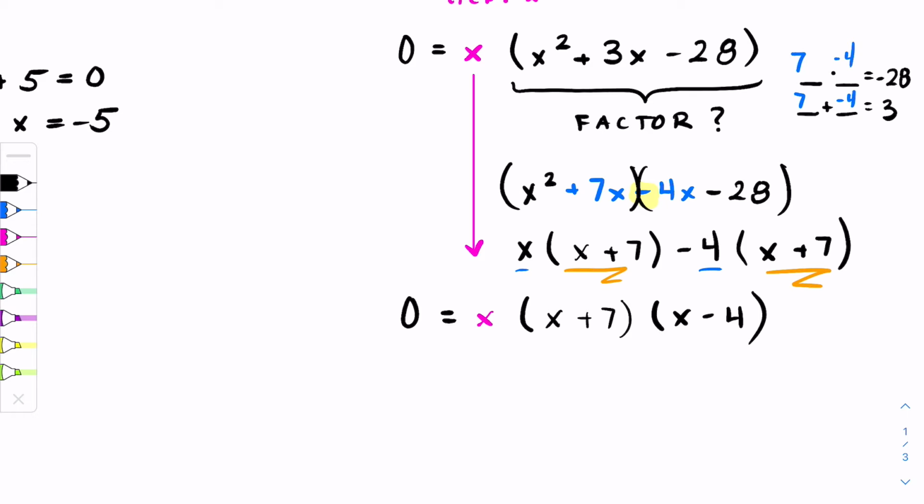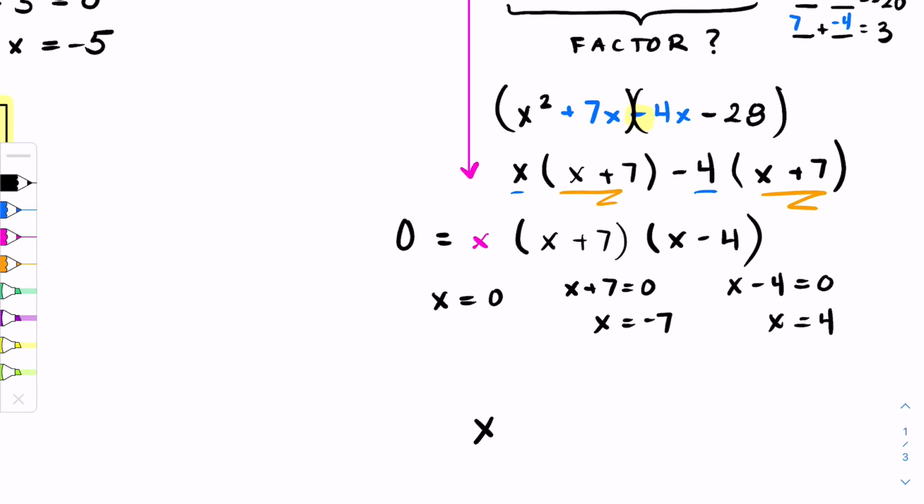At this point, you set every factor with a variable equal to 0. So the first factor, x equals 0. The second factor, x plus 7 equals 0, or x equals negative 7. And the third factor, x minus 4 equals 0, or x equals 4. In order, we have x equals negative 7, 0, or 4.